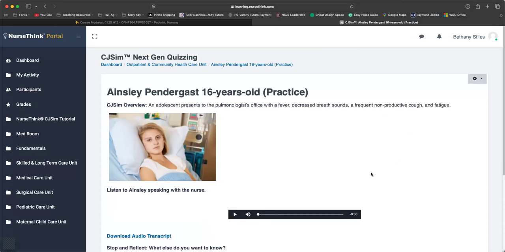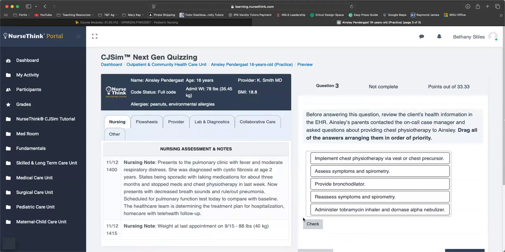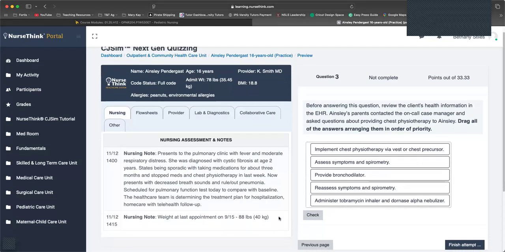With Ainsley, we are going to take a peek at her chart really quickly. She was diagnosed with cystic fibrosis at age 2. She's been sporadic with taking her medications for about 3 months and stopped her meds and chest physiotherapy in the last week. Now she's coming in with decreased breath sounds and rule out pneumonia. So that is why we have her in the hospital.